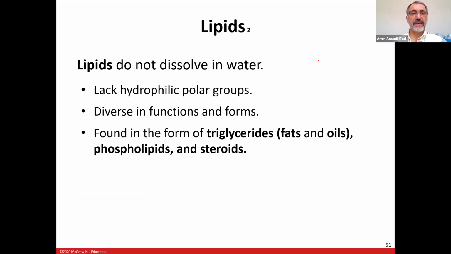The next one is lipids. Lipids do not dissolve in water, unlike carbohydrates. Not cellulose, but sugar, sucrose can be dissolved in water, as you know. Lipids lack hydrophilic polar groups, and are diverse in functions and forms, found in the form of triglycerides, fats and oils, phospholipids, and steroids. About 80 to 90% of the fat we eat in our diet is triglyceride. And we eat some cholesterol, and phospholipids.